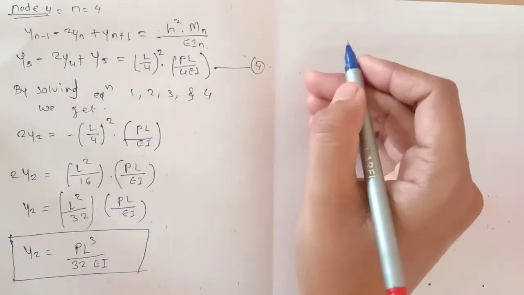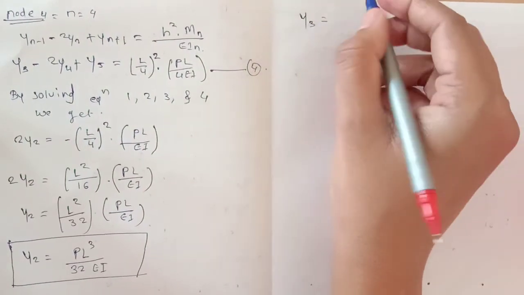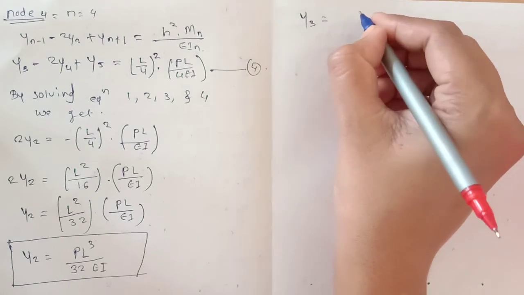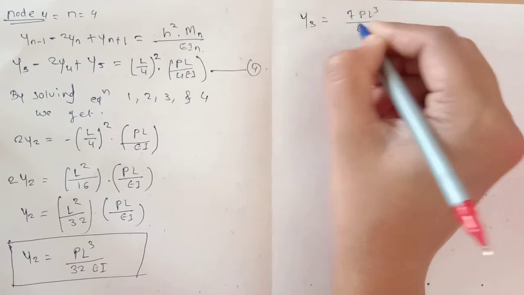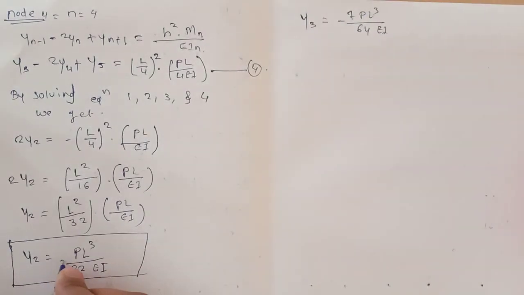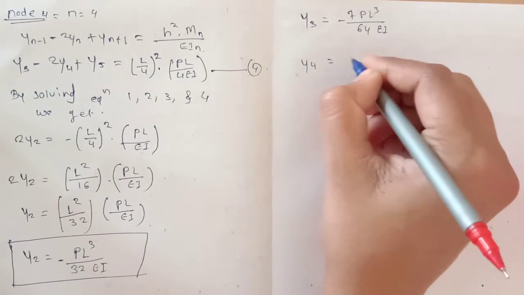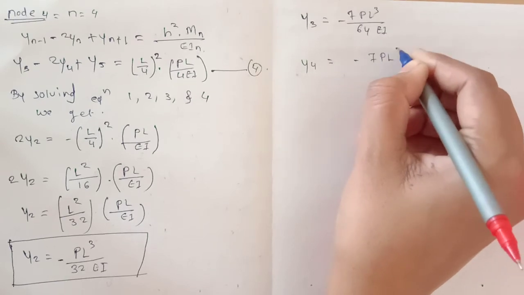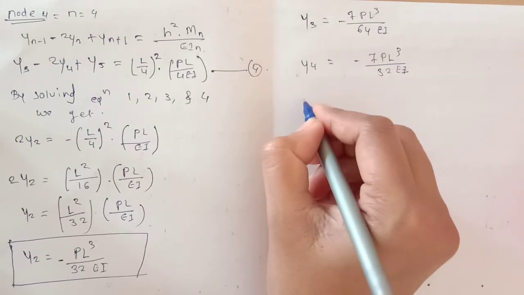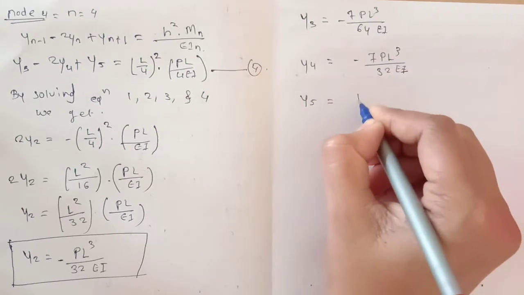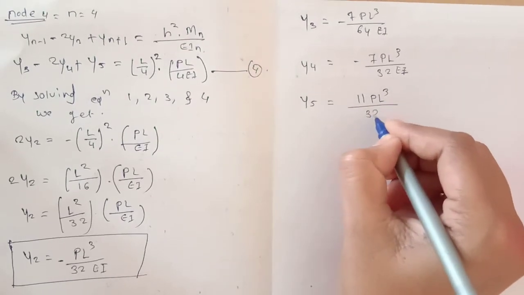So here y3, deflection under third nodal point, is 7 PL cube divided by 64 EI. All values are in minus because of hogging bending moment. And y4 is equal to 7 PL cube divided by 32 EI. Then y5 is equal to 11 PL cube divided by 32 EI.